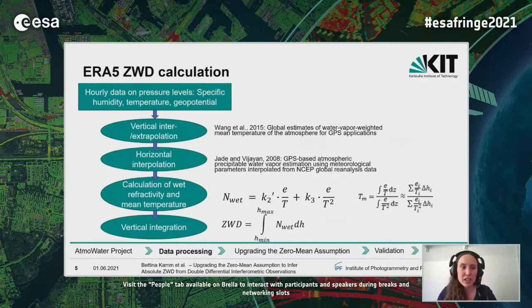The ERA5 grid is hourly data on a 0.1 degree fine spatial grid, and it is given on pressure levels. So the parameters I use are the specific humidity, temperature, pressure, and geopotential. First, I use the approach by Wang et al. 2015 to do a vertical interpolation and extrapolation so that I have the values for the heights of my PS points, and I do a horizontal interpolation to get also the finer resolution of my SAR data. There I use the approach by Jade and Jiang 2008. Afterwards, I calculate the wet reflectivity and mean temperature and integrate it to get the zenith wet delays from my PS point to the top of the atmosphere, or of the model.